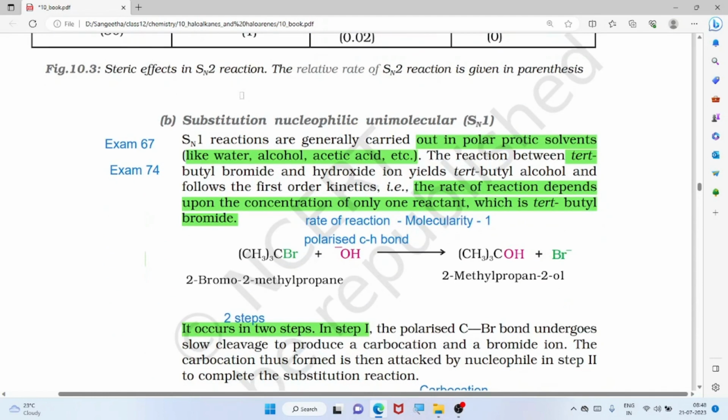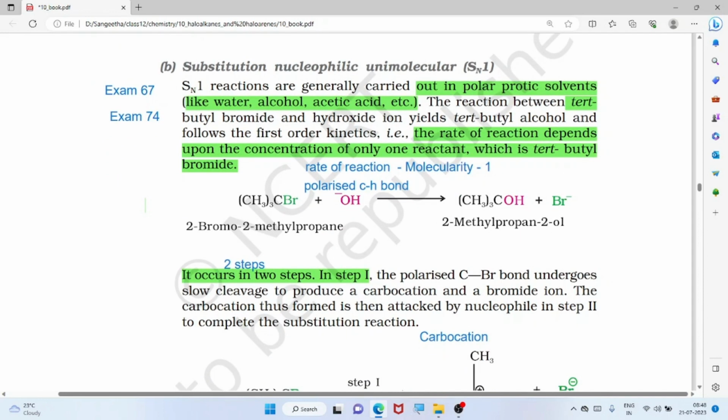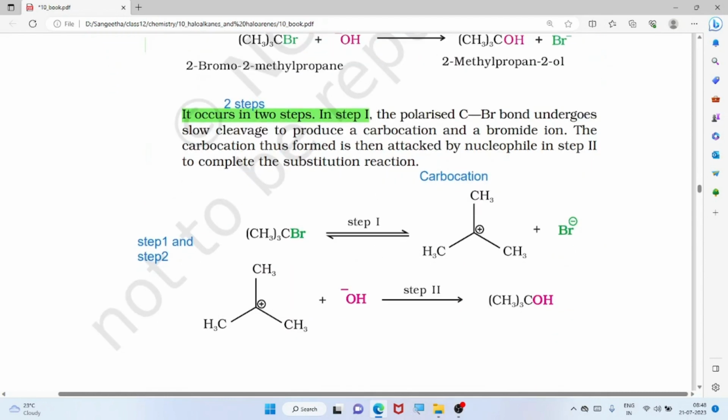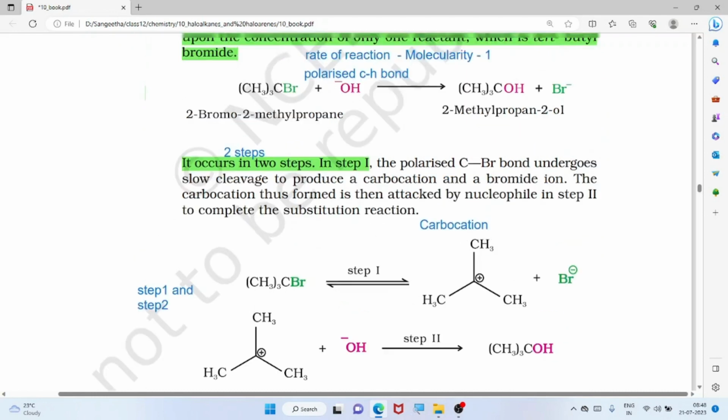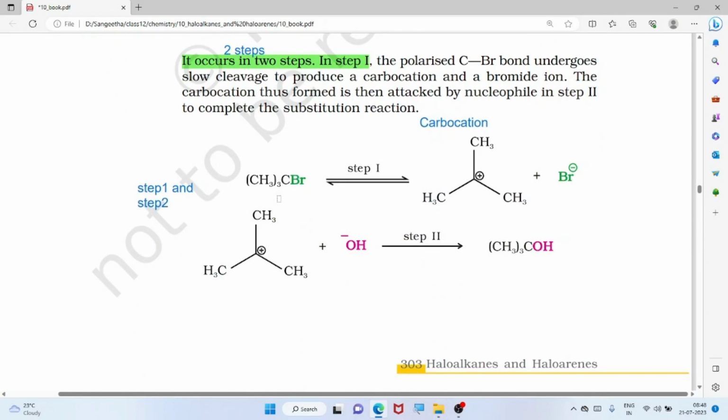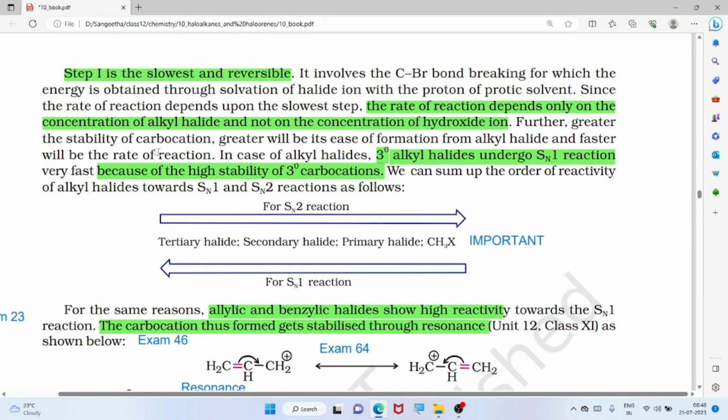For SN1, the rate of the reaction depends on only one reactant, and the molecularity is 1. This SN1 reaction occurs in 2 steps. An intermediate carbocation is formed here. So there are 2 steps in the SN1 reaction, and the rate depends on the concentration of only one reactant. Step 1 is slowest and reversible. The rate of the reaction depends only on the concentration of the alkyl halide, not on the concentration of the hydroxide ion.